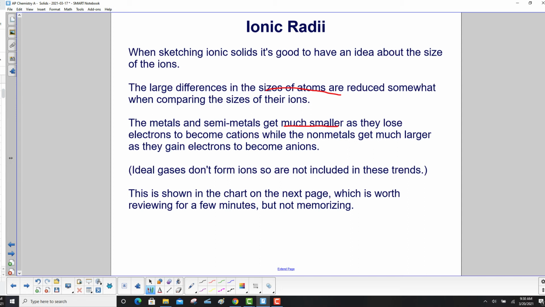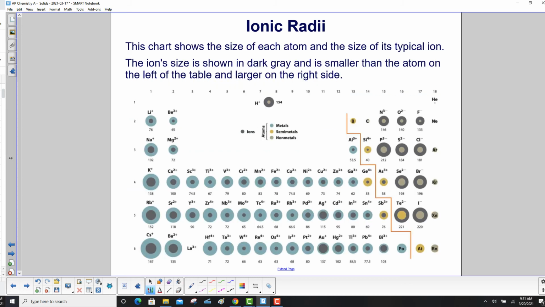This is shown in the chart on the next page, which is worth reviewing for a few minutes, but not memorizing. The chart shows the size of each atom and the size of its typical ion. The ion size is shown in dark gray. So here for lithium, that's the smaller piece. And it's smaller than the atom on the left of the table, but larger on the right side.